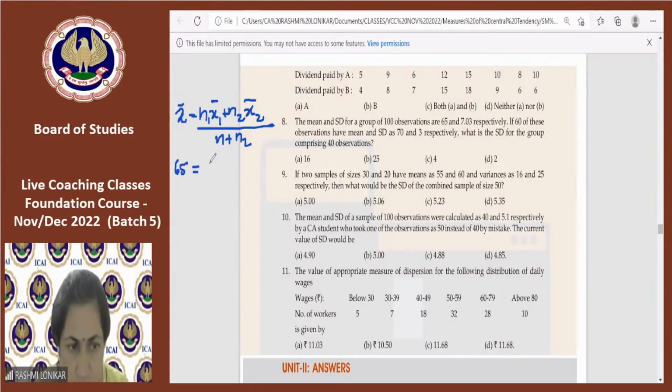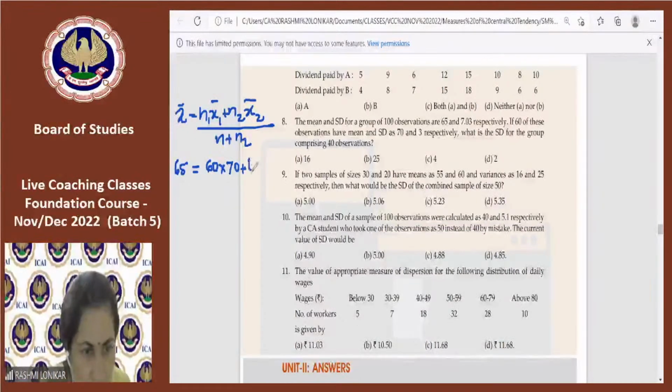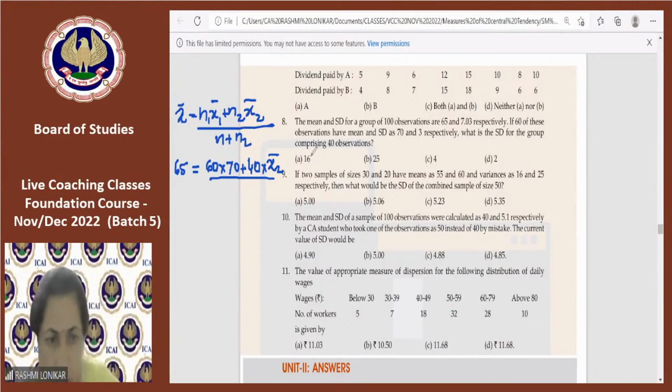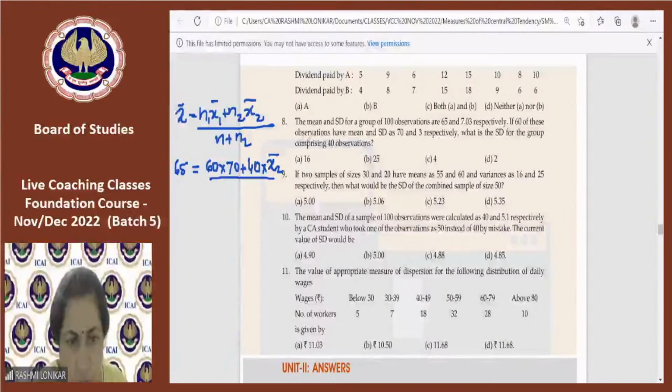N1 is how much? For one group they are saying that is 60. That group of 60 has a mean of 70. Another group will obviously be how much? 100 minus 60, that is 40. 40 into x2 bar, which I don't know. That is what I have to find out. So they may not go up to this much, but they may ask you what is the mean of the second group, upon 100.